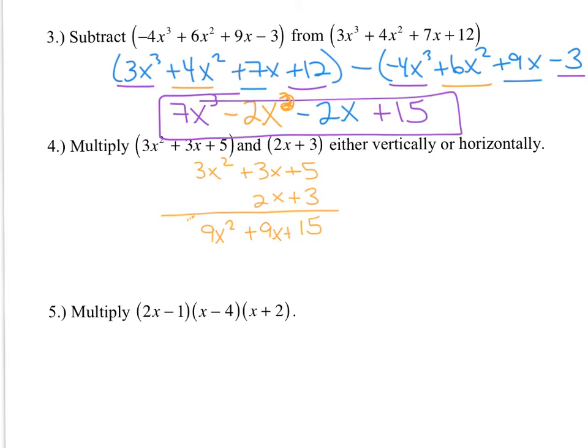And then once we're done multiplying the 3 times all of the terms, I'm going to move to the 2x. When I do this, I'm going to put the answers underneath. So I'm going to do 2x times 5. I'm going to put that underneath the 9x because they would be like terms.